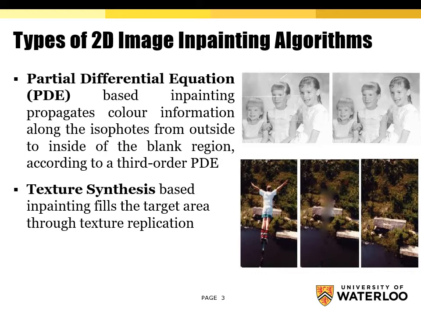The next kind of inpainting is texture synthesis, in which we fill the target area through texture replication. Now in the bottom image, if we want to remove the person from the scenery, we can do that by copying the textures from around the areas and pasting it over him. Now if we use PDE instead of that, we get an image that's similar to the second one, which is very blurred out. That's because only the color information is diffused inside, but no texture is maintained.